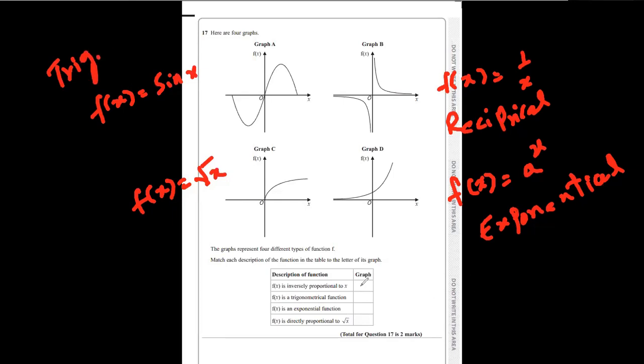So can you tell me what I should write in the box then? The first one is B. First one is B, okay? Inversely proportional. Why? Because it's 1 over x. What's the next one then? The next one's A. Trigonometric, that is A. Okay, and then the next one. D. Exponential is D. And the last one is C. Okay. I hope all of you have understood this question.